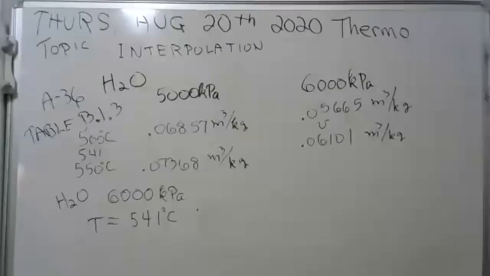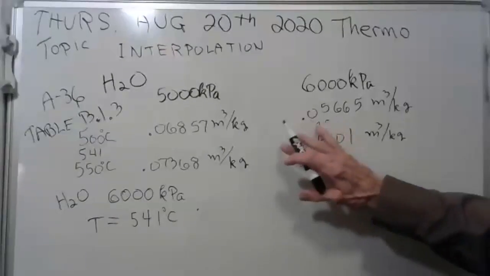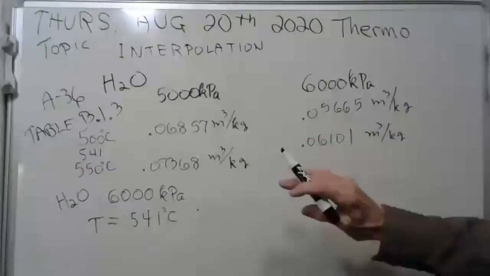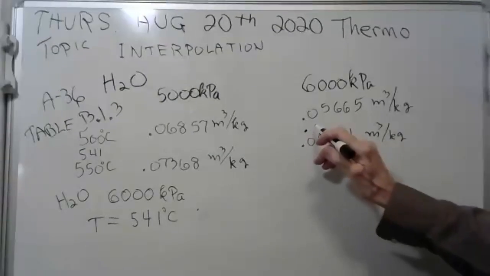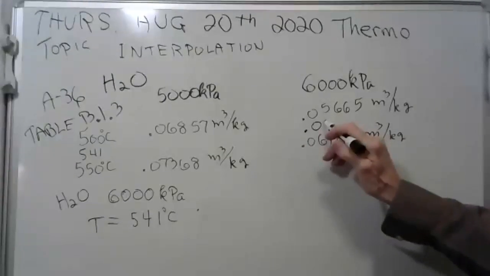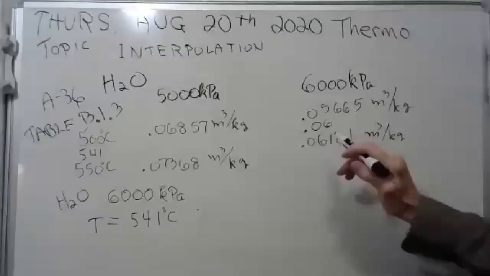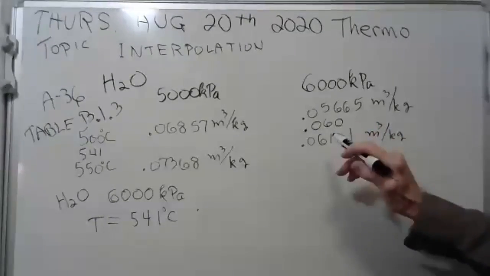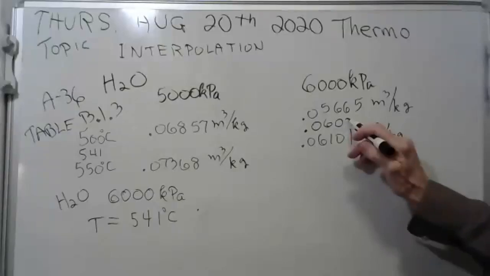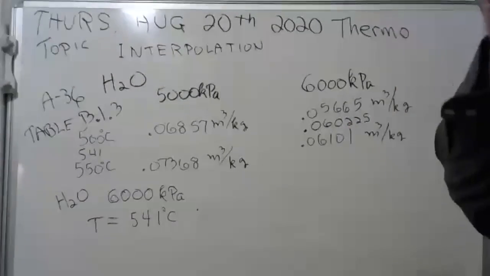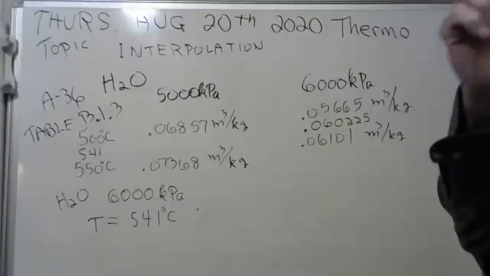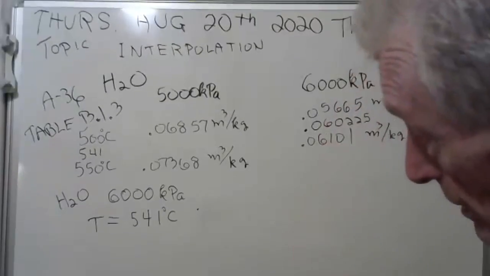Well, I got my answer. I'll tell you what I got. I haven't double checked it. It might be wrong, but here's what I got. I got 0.060225. That's what I got. Yay, I'm glad to hear that.